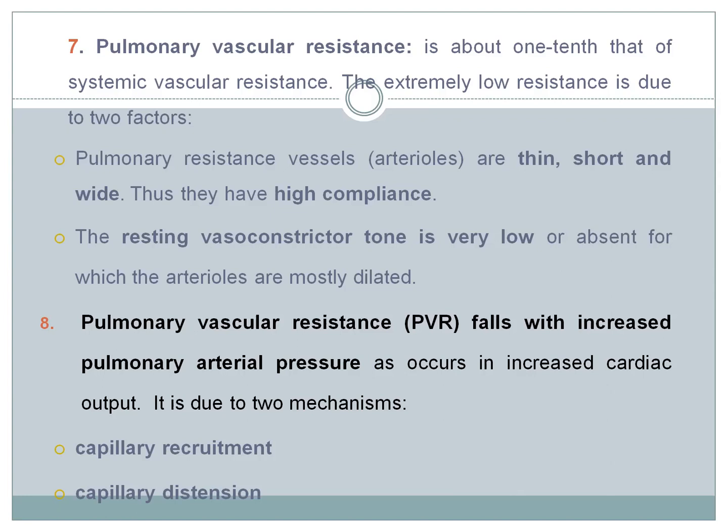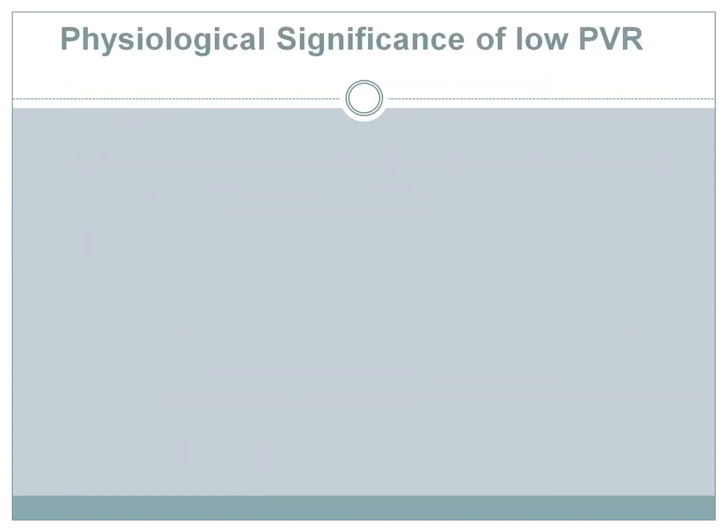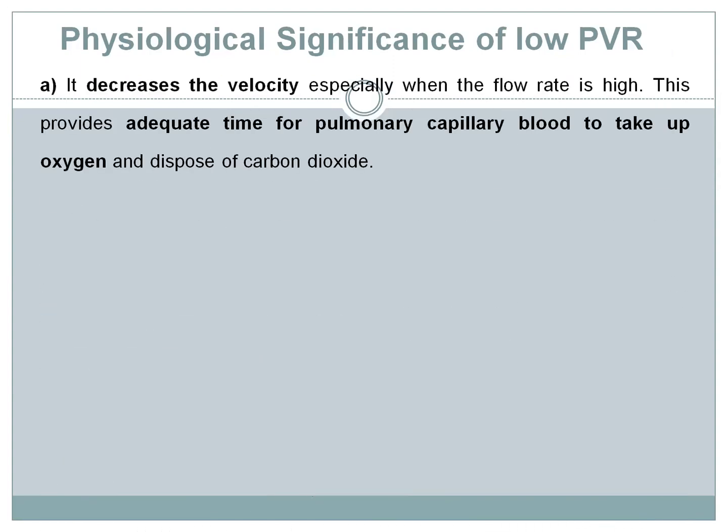What is capillary recruitment? It's coming together of many capillaries. So these are recruited, and capillary distension can occur. And due to these two mechanisms, the resistance falls whenever there is increased pulmonary arterial pressure. Now why do you want to have the low resistance? What is the physiological importance?